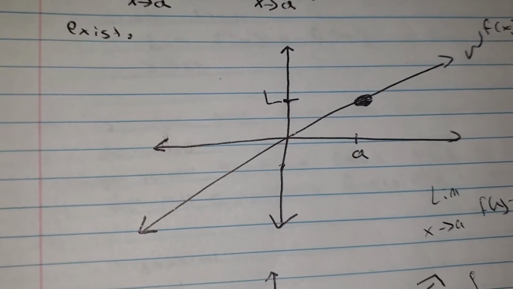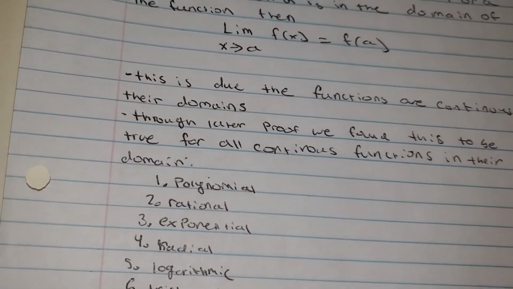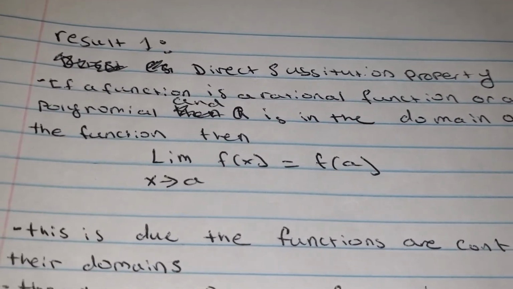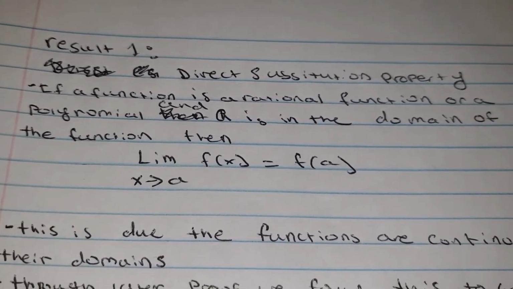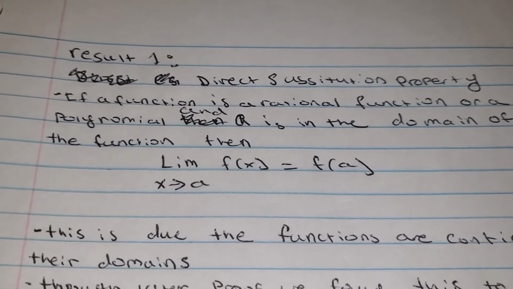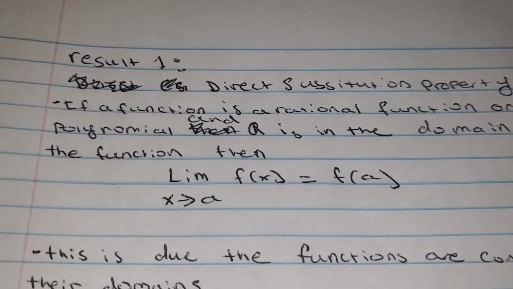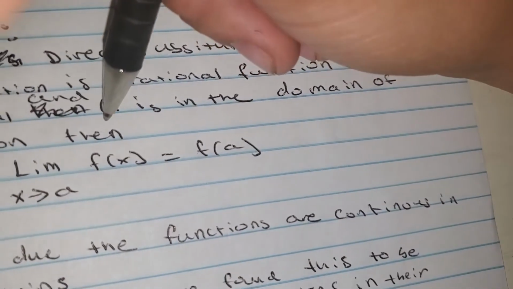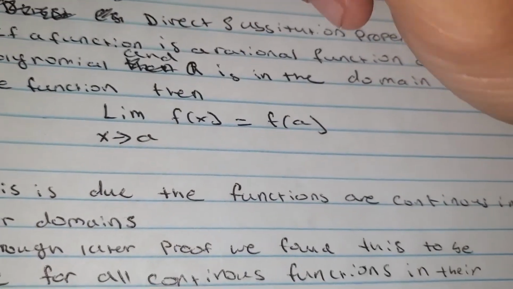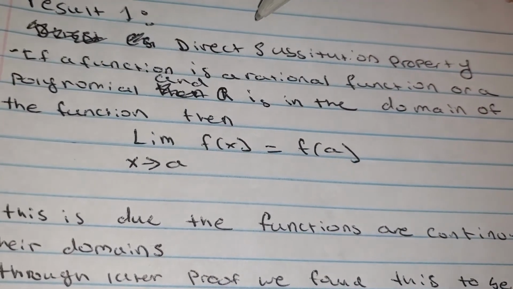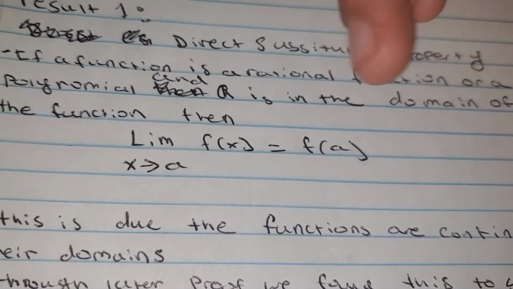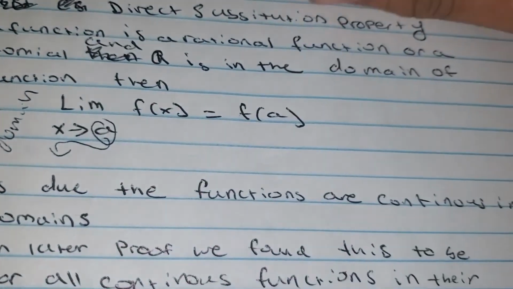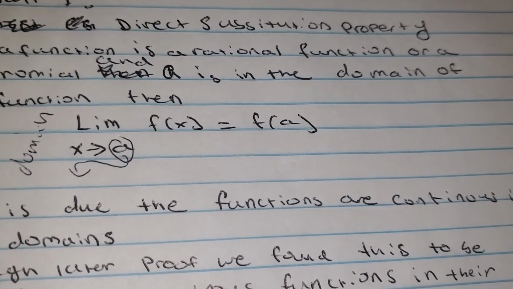And the last one I want to mention is very important. The biggest thing you guys can take from this video is the direct substitution property, or the direct sub rule. If we have a function that is a rational function or a polynomial function, and our approaching value a is in the domain of the function, then we can directly substitute. So what this is saying is, if we have a rational function or a polynomial, and a is in the domain, we can take the limit of it, and it'll be the functional value.